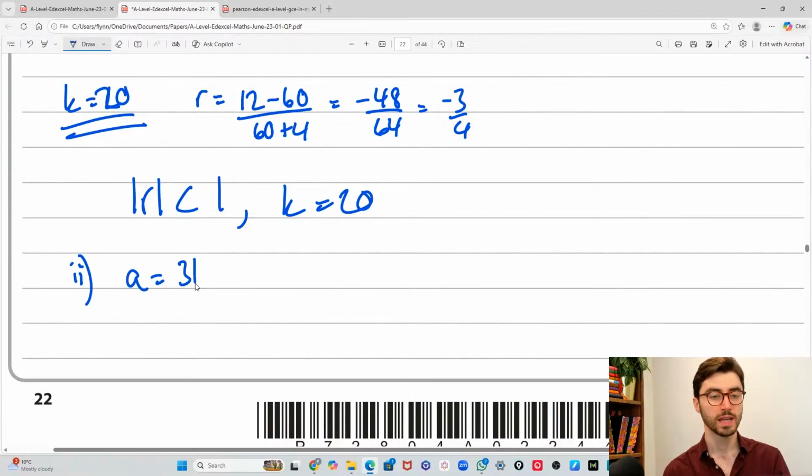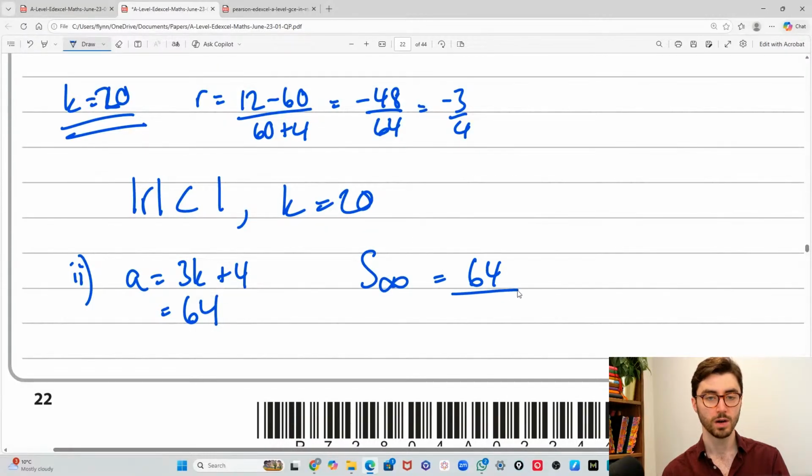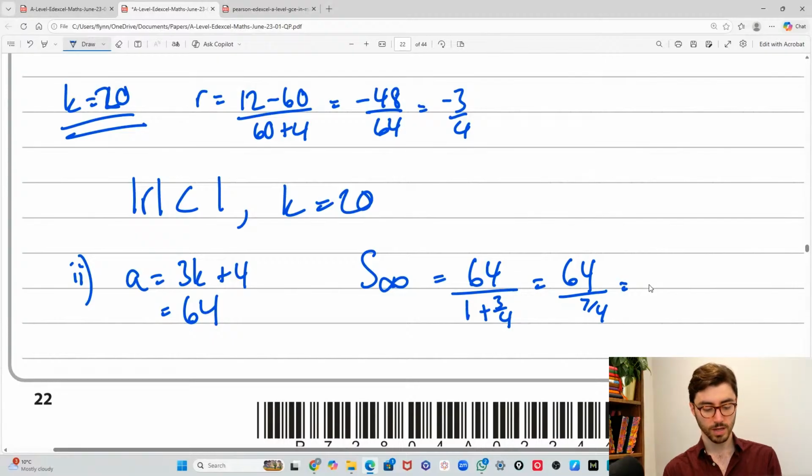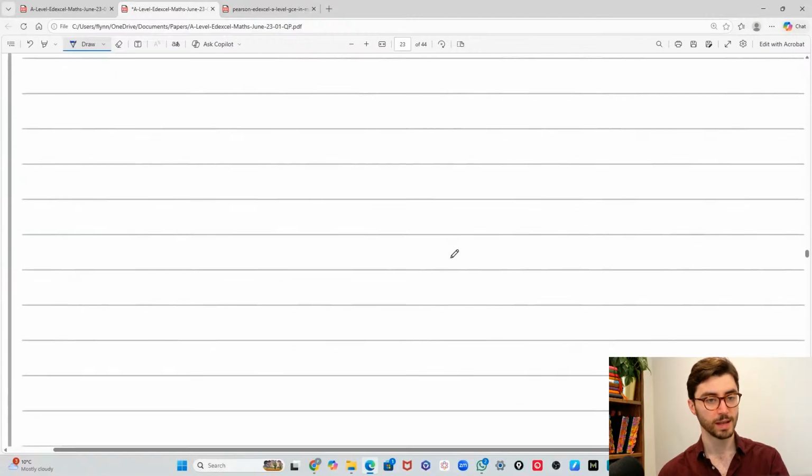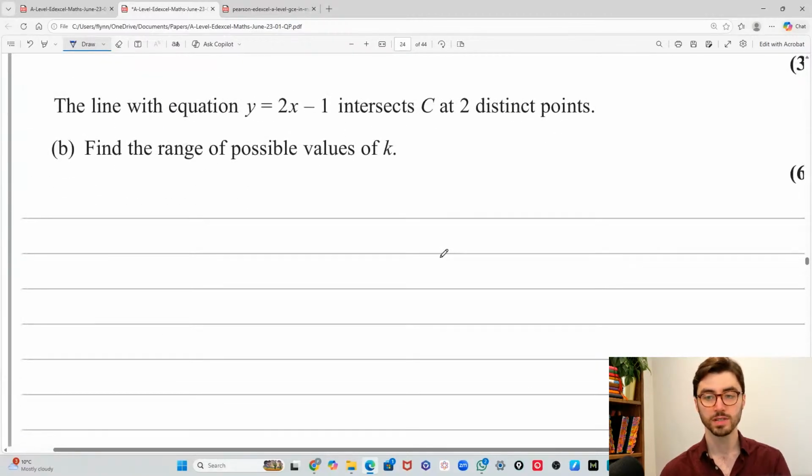So it's 3k plus 4, where k is equal to 20. So a is equal to 64. So the sum to infinity is 64 over 1 minus r. So it's 1 plus 3/4, which is 64 all over 7 over 4, which is 64 times 4 all over 7, which is 256 over 7. And that is the sum to infinity. Great. Question 10.